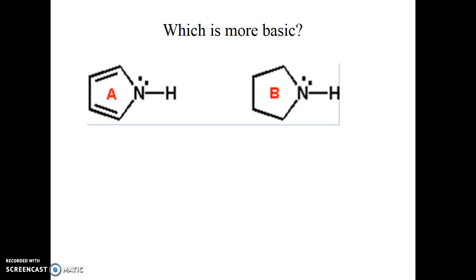Which is more basic, A or B? B is more basic because the non-bonding pair is not tied up in the aromatic system. A is aromatic. These two electrons are in the aromatic system because 1, 2, 3, 4, 5, 6. They're part of the aromatic pi system.